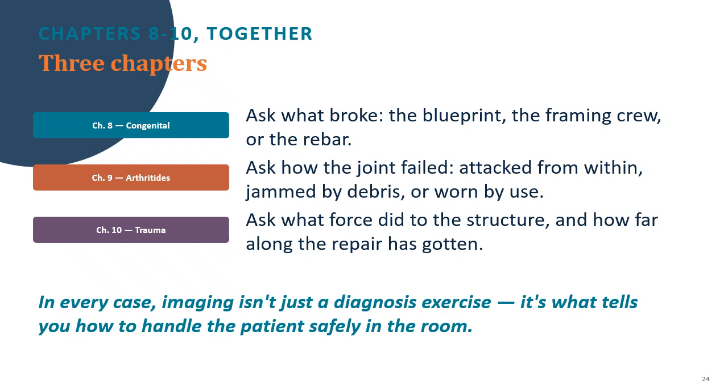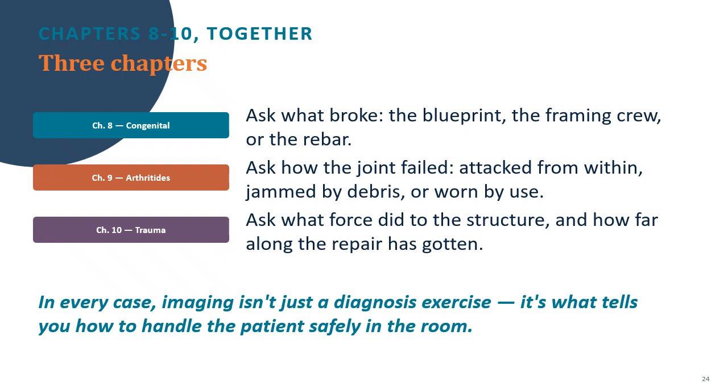All right, so that concludes our chapters for the week. We had 3 chapters, 8, 9, and 10. Chapter 8, some of the things that we wanted to ask ourselves is what failed during development. What is the genetic blueprint, the growth plate framing crew, or also we looked at that connective tissue rebar. That framework should have helped us understand congenital differences in bone shape, bone strength, and also stability.